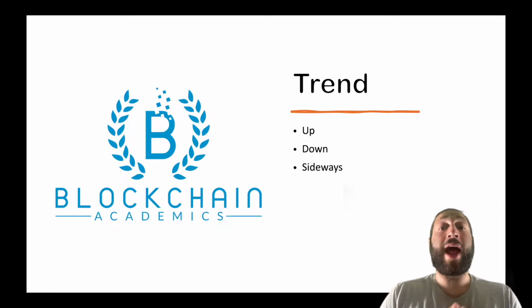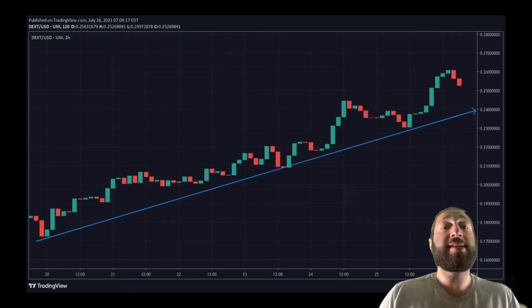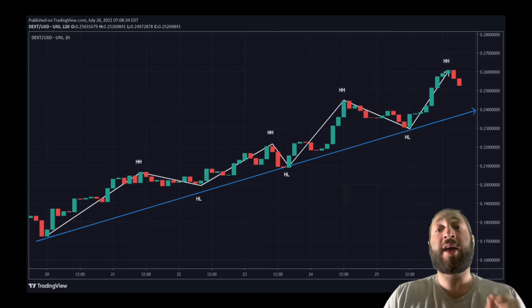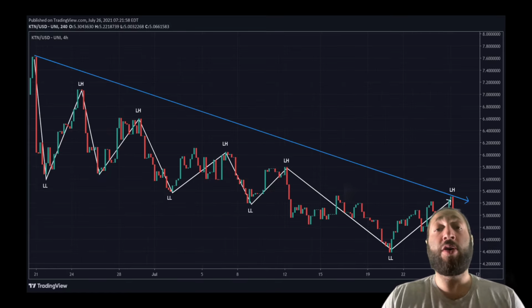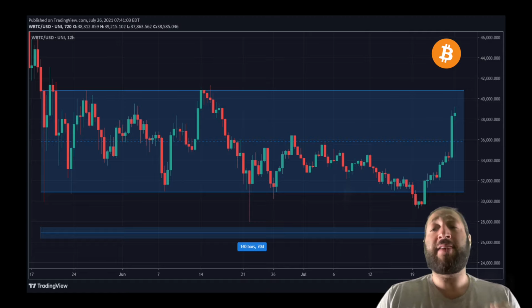A coin or asset only goes up, down, or sideways. This is an uptrend consisting of consecutive higher highs and higher lows. This is a downtrend consisting of lower lows and lower highs. And this is Bitcoin trending sideways with pretty even lows and pretty even highs.